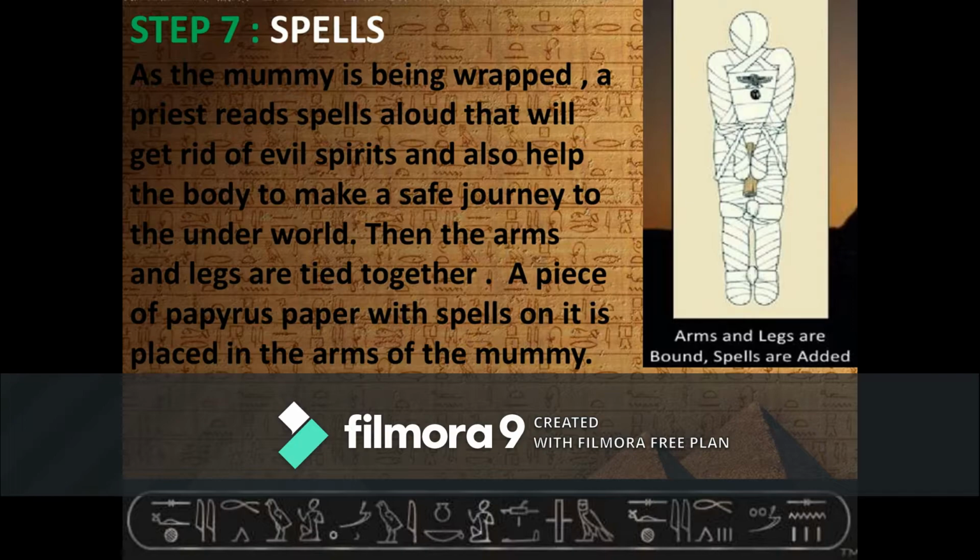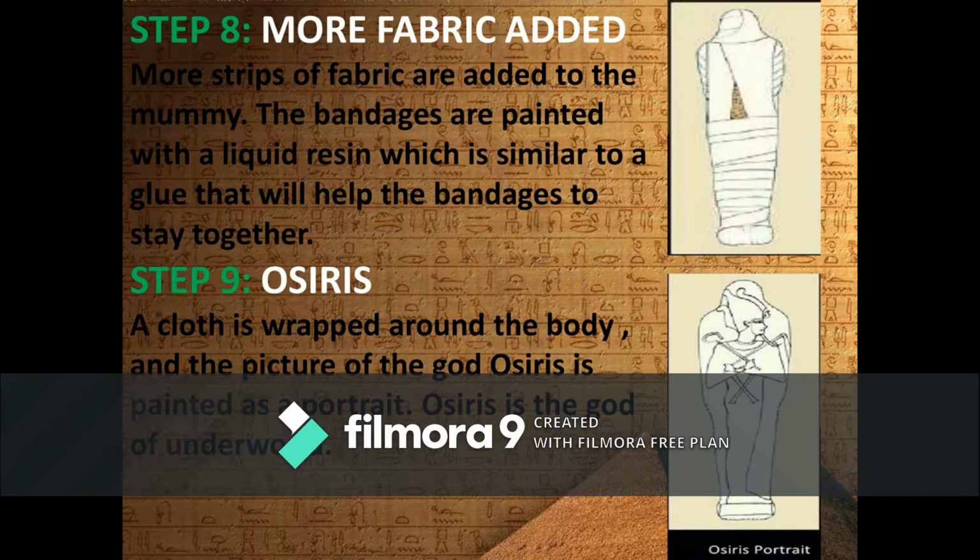Then the arms and legs are tied together. A piece of papyrus paper with spells on it is placed in the arms of the mummy. Then more strips of fabric are added to the mummy. The bandages are painted with a liquid resin, which is similar to glue and will help the bandages stay together. A cloth is wrapped around the body and a picture of the god Osiris is painted as a portrait.